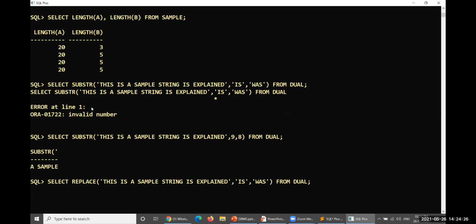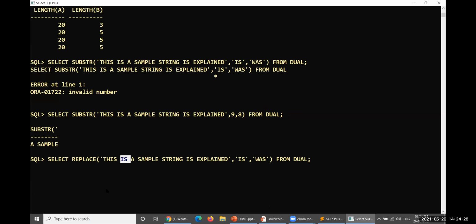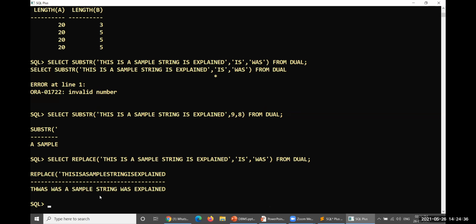Where exactly IS will be there? It could be replaced with WAS. Let us see whether it is right or wrong. Look at this. IS here could be translated, sorry, replaced. THIS here also is there, so IS is there, then it has been taken. It has been replaced with WAS.